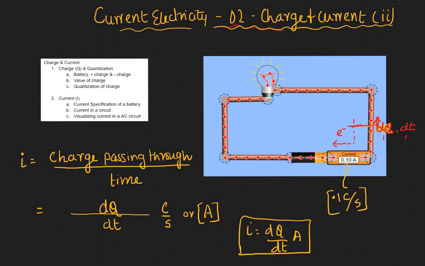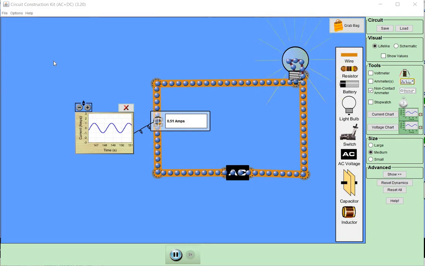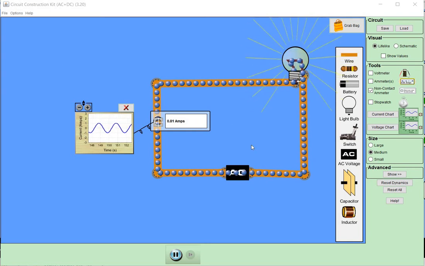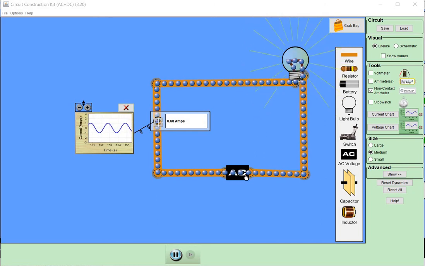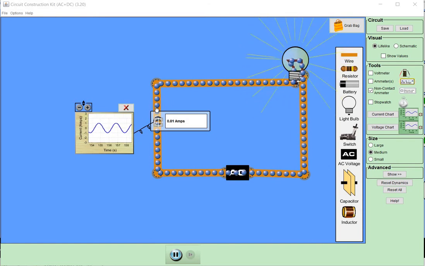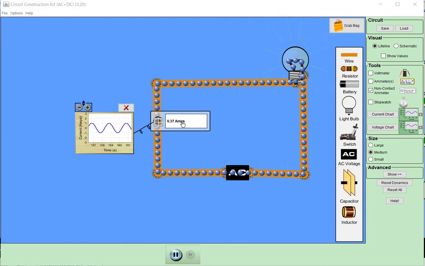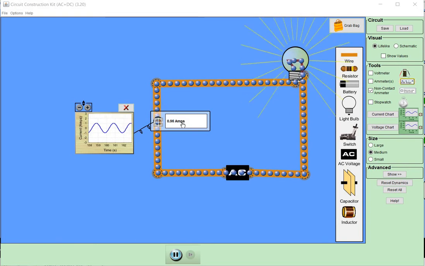One of the reasons why we choose a very small amount of time is that in an alternating current, you don't have electrons just flowing through. Let's see what happens in an alternating current. Here is a simulation. In an alternating current, you can see that the electric field is oscillating, and for that reason the electrons are oscillating. They are not moving in one direction, and you can see that the current keeps on changing. The reason is the oscillating electric field.